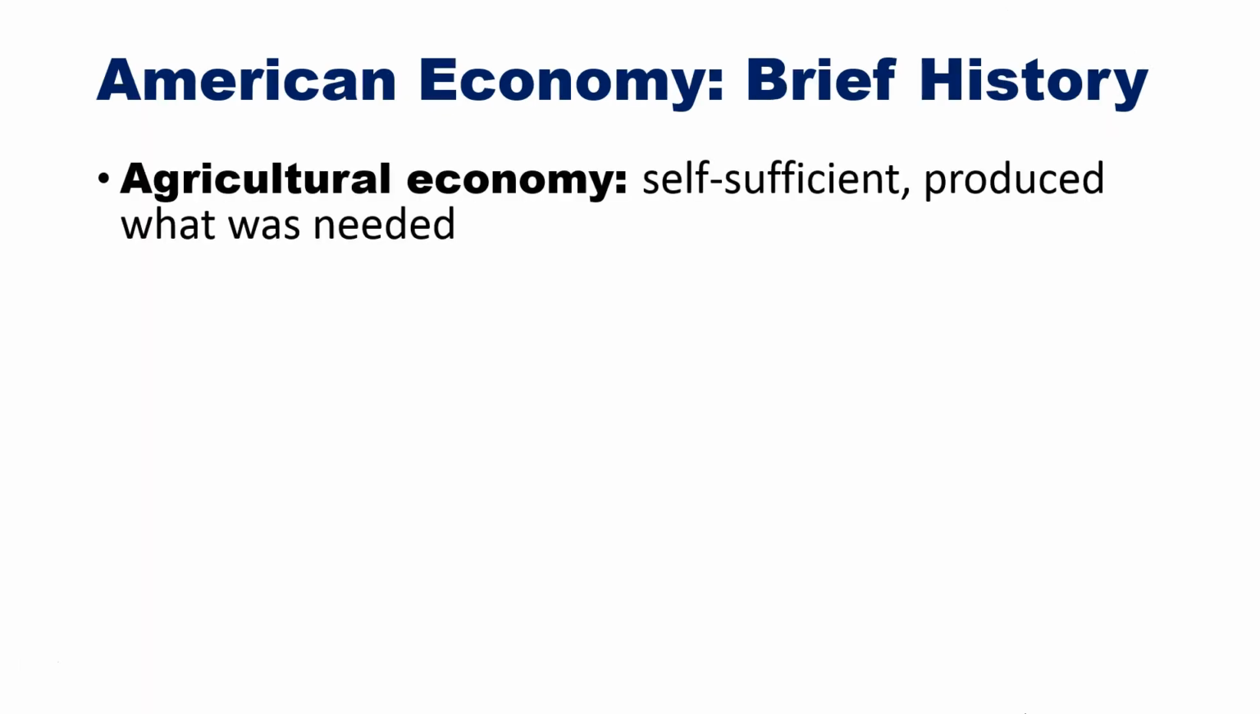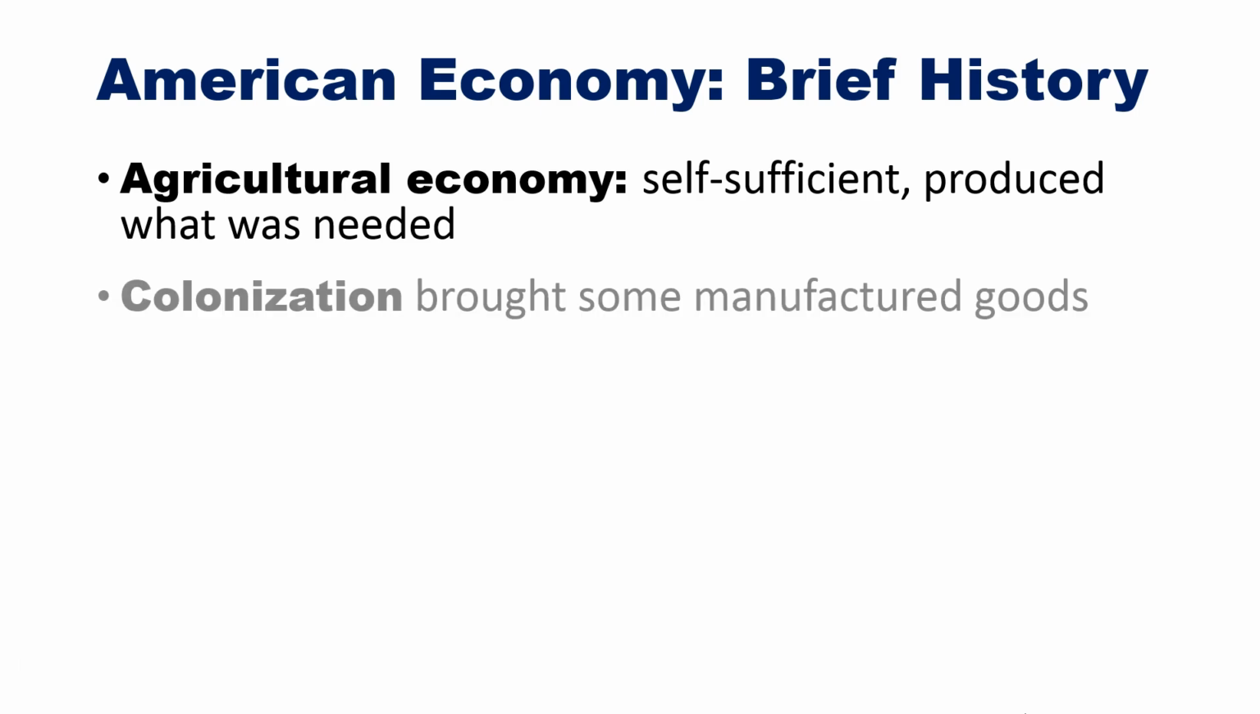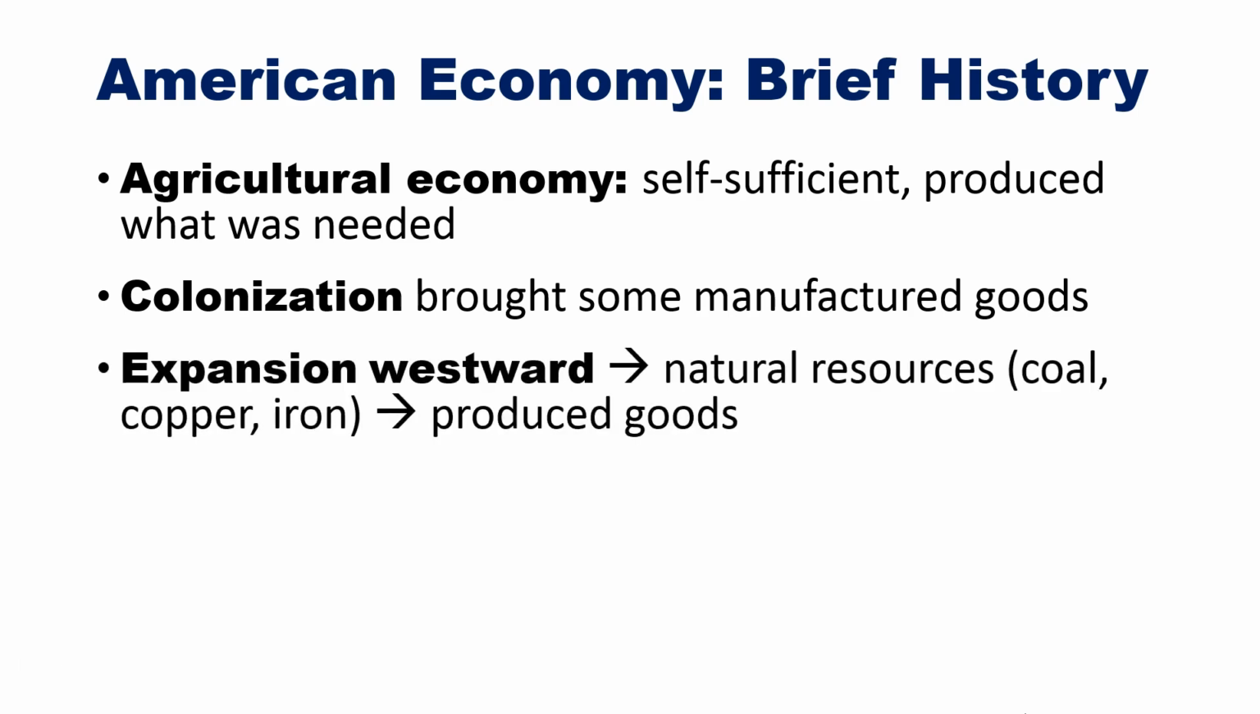All right, so the American economy in brief is that we started out as an agricultural economy, very self-sufficient, and we produced what was needed because we had a lot of resources, and we still do. This is a very resource-rich country. However, colonization brought some manufactured goods, and Great Britain and its kingdom basically provided us with goods. As our nation expanded westward, we found more natural resources like coal, copper, and iron, which we had to do something with, right? So we produced goods with them, like our railways, our buildings, and the like.